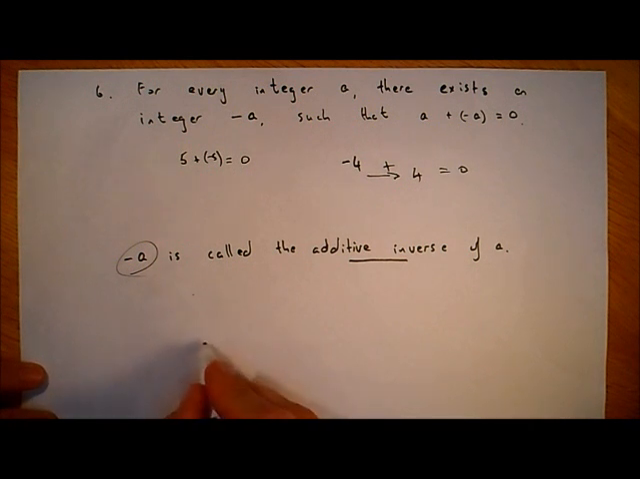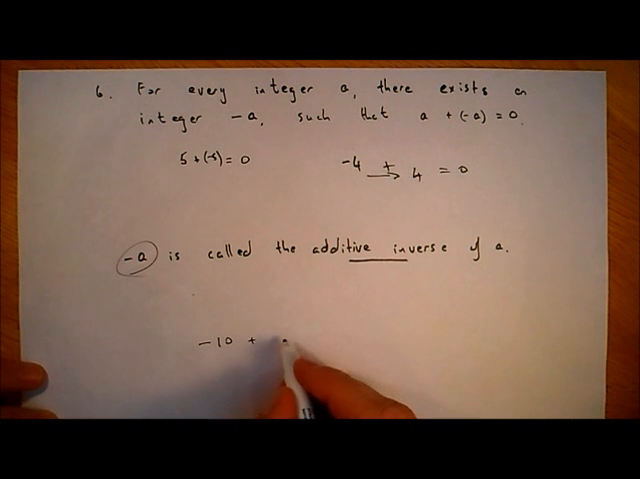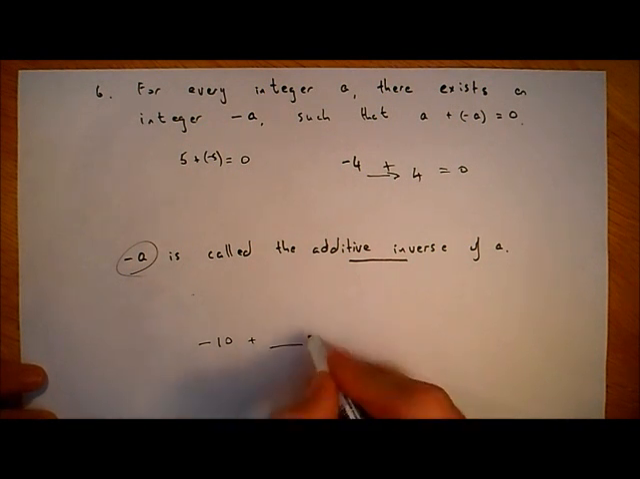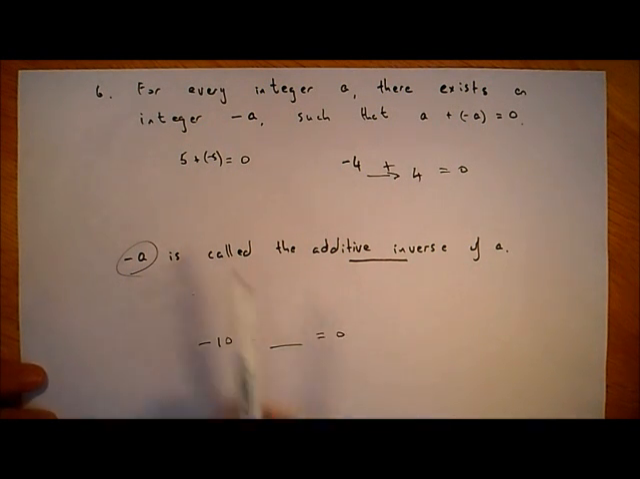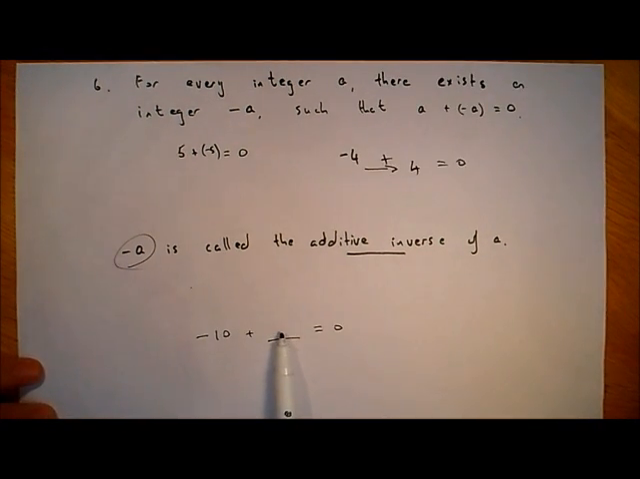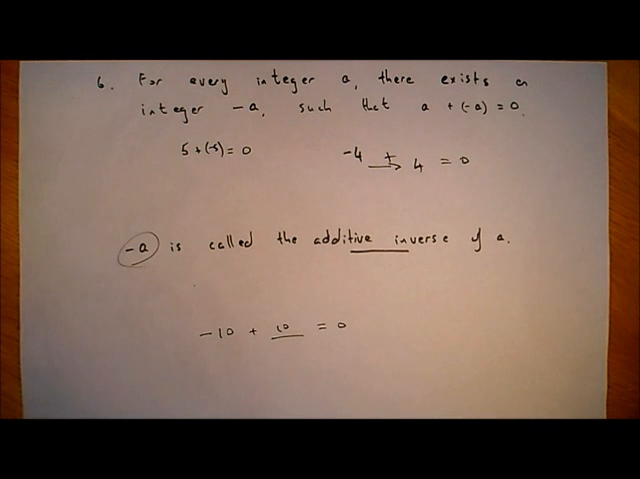If I take, say, minus 10, then this property is saying there's some number that I can add to minus 10 that will give me 0. And that number is 10, because minus 10 plus 10 will give me 0. So minus a is called the additive inverse of a.